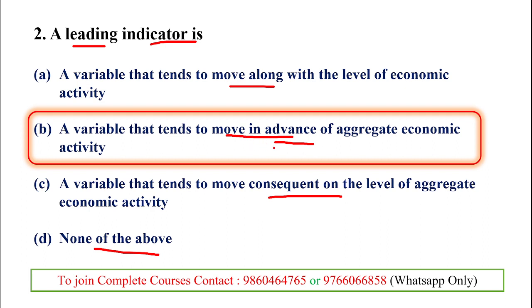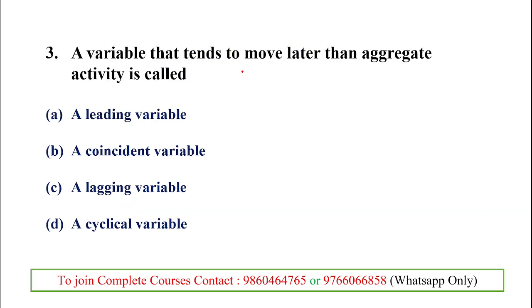So we can get the economic activity in an advanced way, or in a future way, by a leading indicator. So we use a leading indicator in the business cycle to get an idea about the advanced movement of aggregate economic activity. Next question.